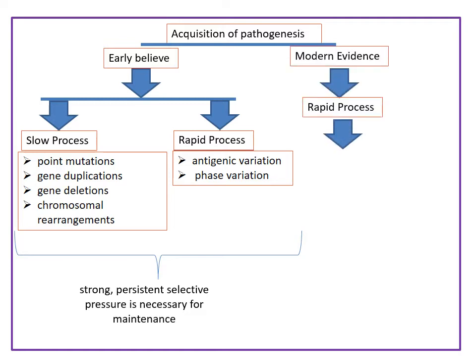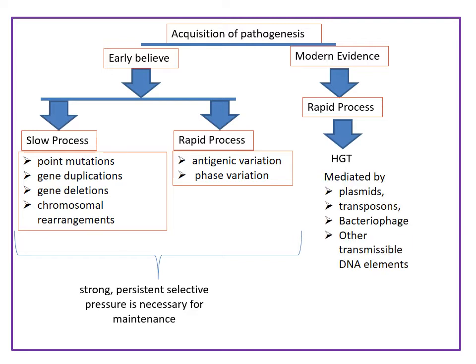However, new evidence suggests that horizontal gene transfer mediated by plasmids, transposons, bacteriophages, and other transmissible DNA elements contributes significantly to genome variability and accounts for a much more rapid evolution of pathogens than was previously thought. Moreover, DNA transferred by HGT is often stably maintained in the absence of selection.